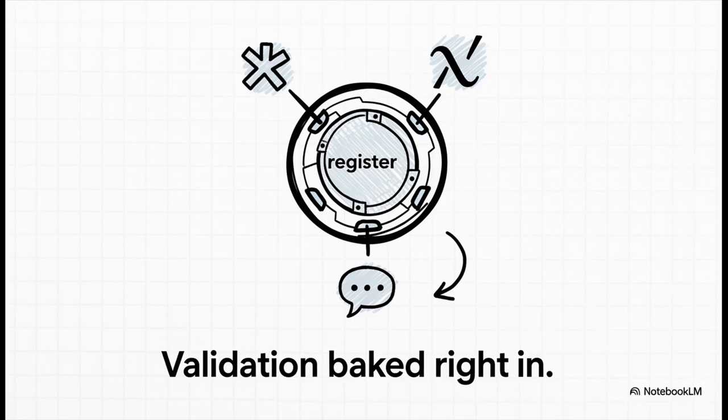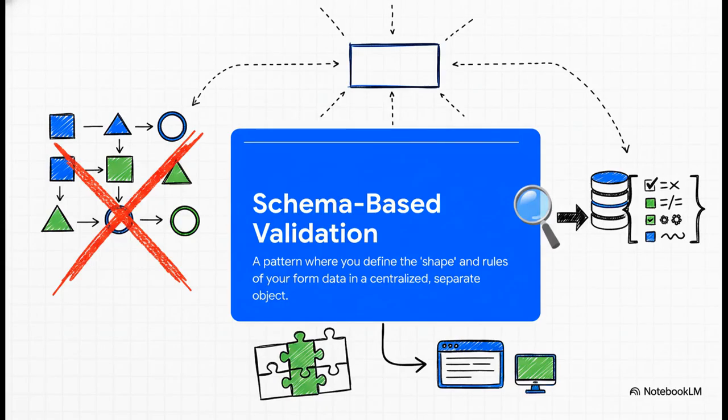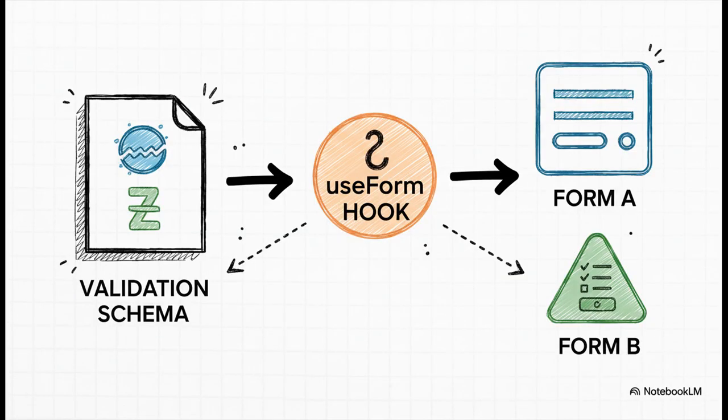So simple. Now for bigger, more complex forms, putting all that validation logic right in your JSX can get messy, right? That's where schema-based validation comes in. And it's a super powerful pattern that lets you define all your form's rules in one central place. So here's what that looks like with a library like Yup. You define your whole form shape in one clean object. Email has to be a string and an email. Password needs to be at least 6 characters. Then you just pass it to useForm using something called a resolver. Think of it as a translator that lets React Hook Form and Yup speak the same language. It keeps your components clean and your validation logic super easy to manage.